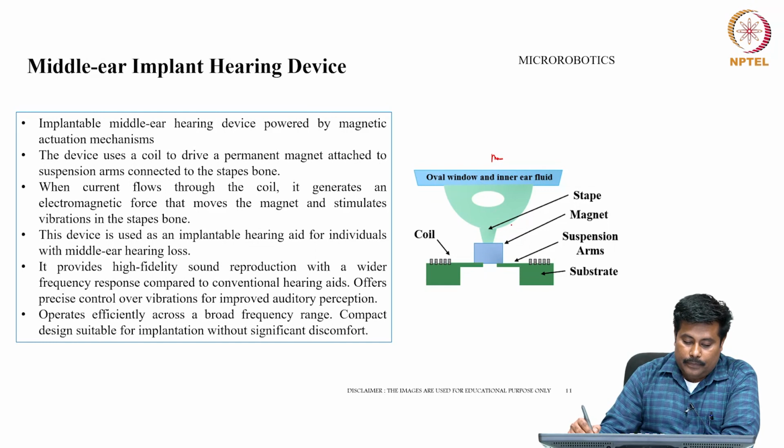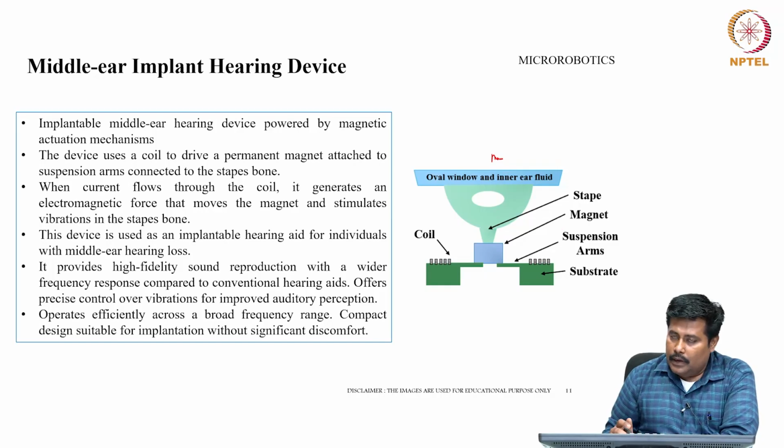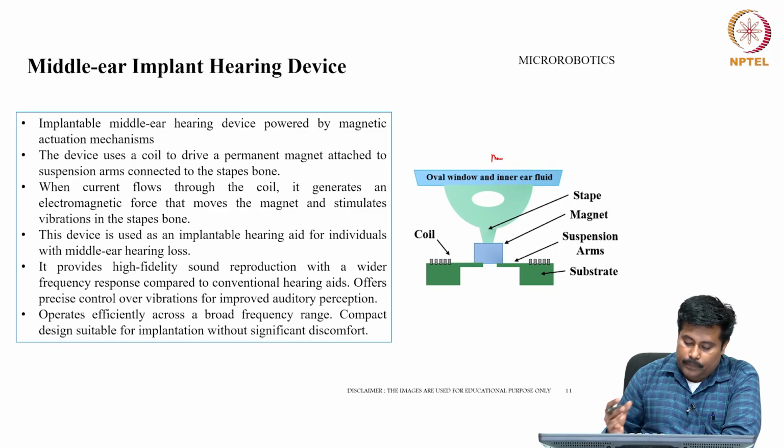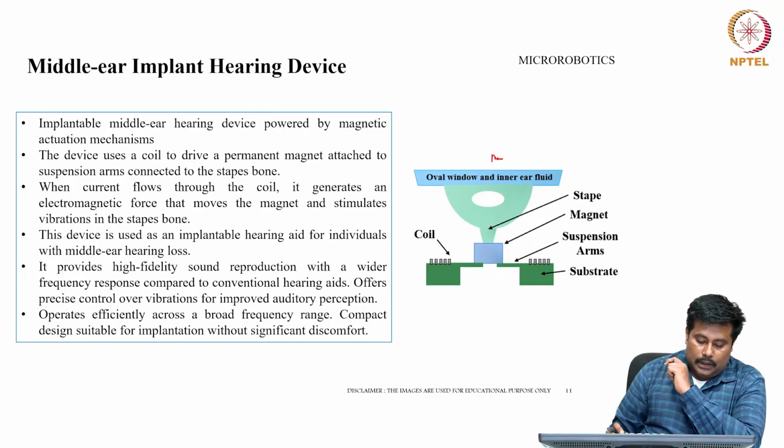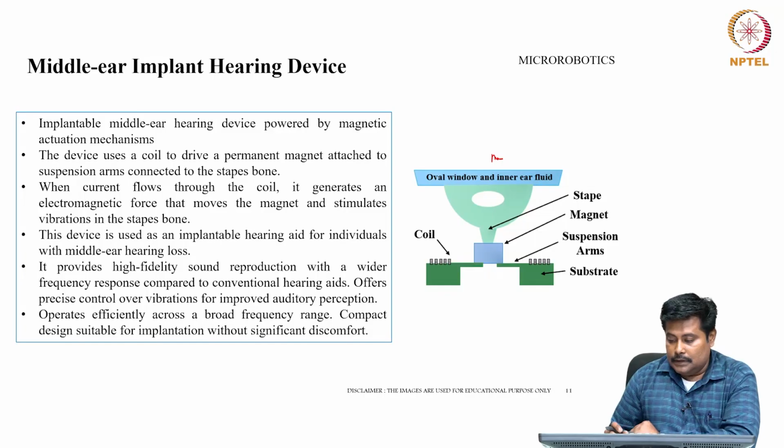So, this is a kind of a stapes bone. The device is used as an implantable hearing aid for individuals with a middle ear hearing loss. It provides a high fidelity sound reproduction with a wider frequency response compared to the conventional hearing aids, which offers a precise control over the vibration for improved auditory perception. From an operation point of view, it operates efficiently across a broad frequency range. Compact design is suitable for implantation without significant discomfort.